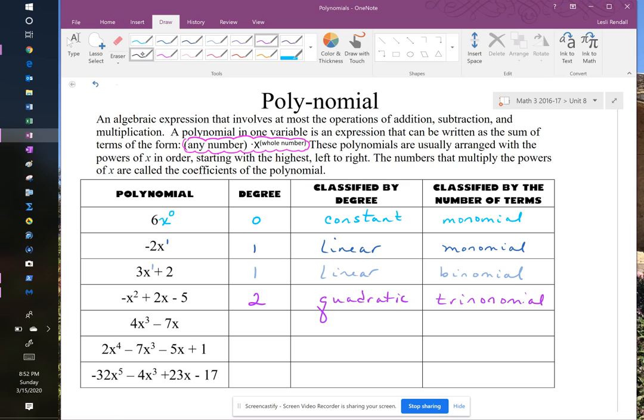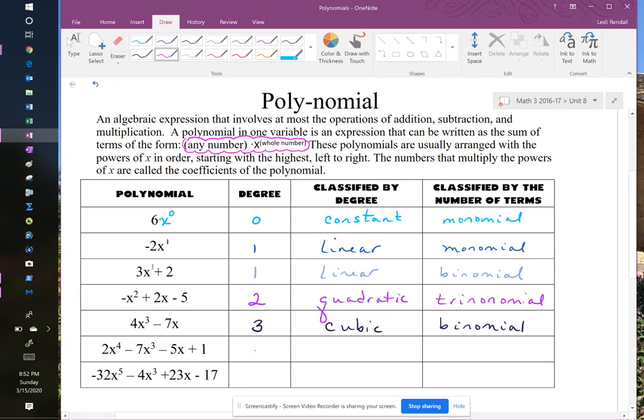We'll keep going up in degree. When we go up to degree 3, it is called a cubic polynomial or a cubic function, and that has two pieces, so it is another binomial. When I'm saying the word pieces, I could also use the word terms. Terms is a more mathematical way of saying it.